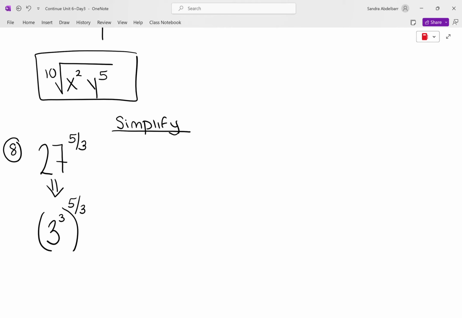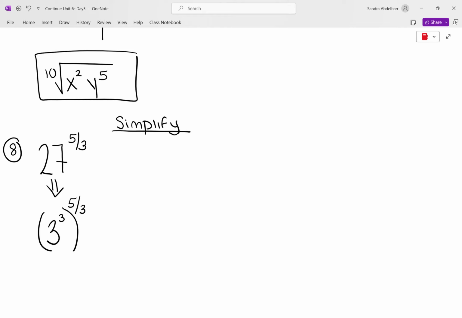Why did I look at the index and try to change this to a base raised to that? True, you're right. So it's like a key to it helps with simplifying. But why did I specifically try to change it to something raised to the 3rd power? Like, why didn't I try to change it to something raised to like the 2nd power? The index is 3. Because when you distribute the 5/3 in, the 3's cancel out.